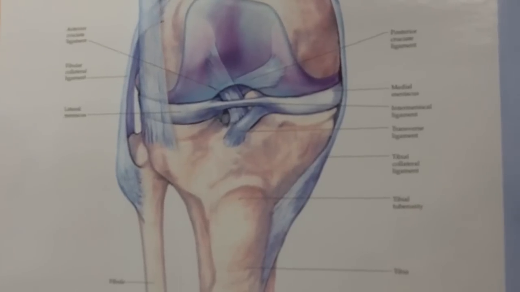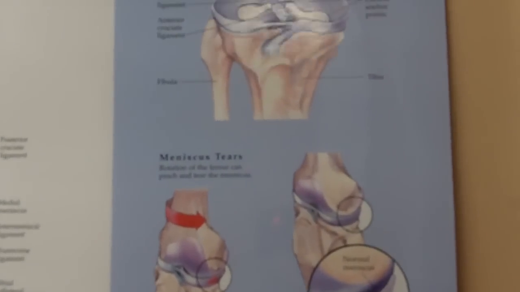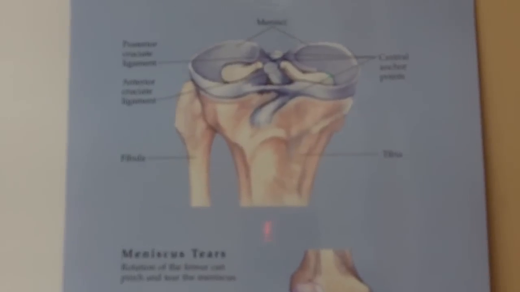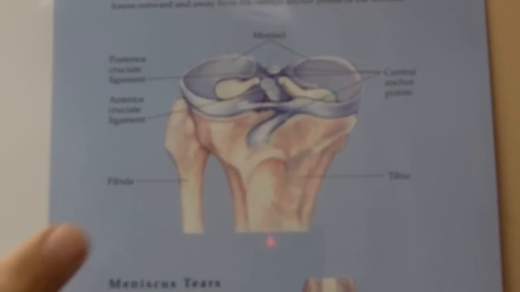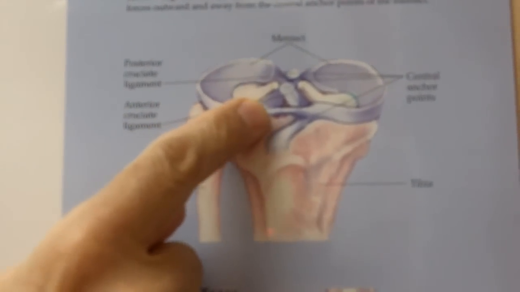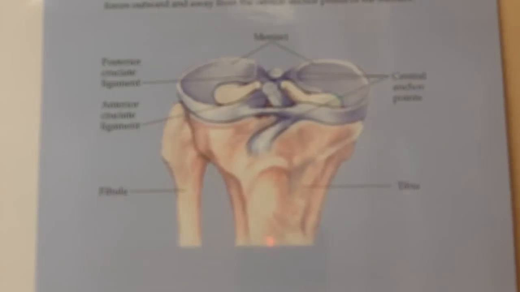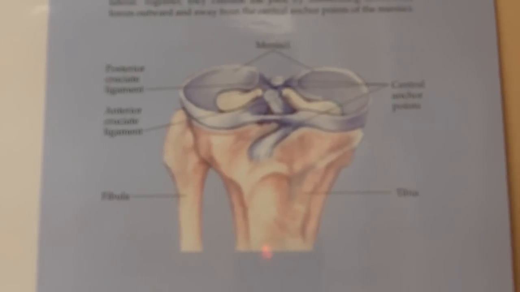Now let's look at another view of the meniscus. We'll look at it from above, so we can see the meniscus from the top. Now, here you can see the two meniscus cartilages. This is the lateral meniscus, and this is the medial meniscus. So they are C-shaped rings of fibrocartilage.